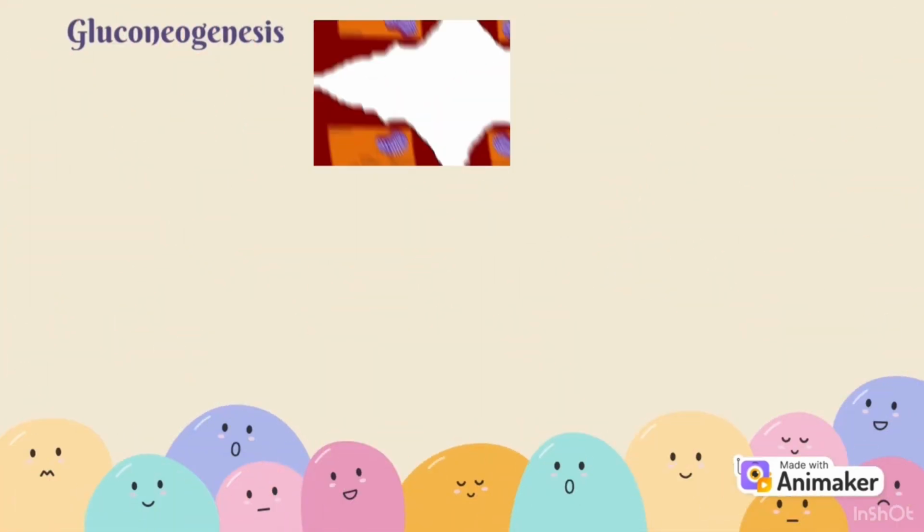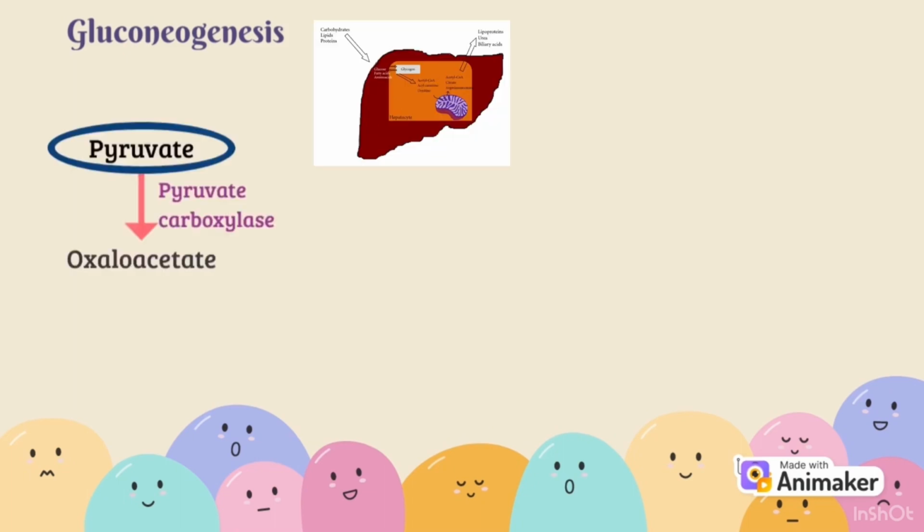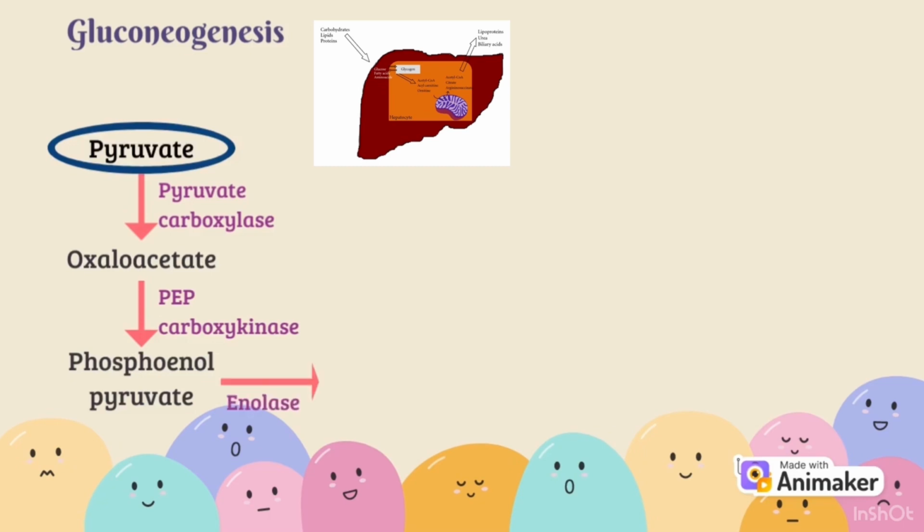Gluconeogenesis. In the cytoplasm or mitochondria of the liver, pyruvate molecules must first be carboxylated by pyruvate carboxylase to produce oxaloacetate. NADH converts oxaloacetate to malate, which allows it to leave the mitochondria. Malate is oxidized after exiting the mitochondria. The enzyme phosphoenolpyruvate carboxylase converts oxaloacetate to phosphoenolpyruvate. Phosphoenolpyruvate is transformed into 2-phosphoglycerate by enolase.